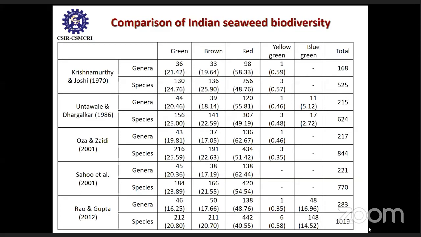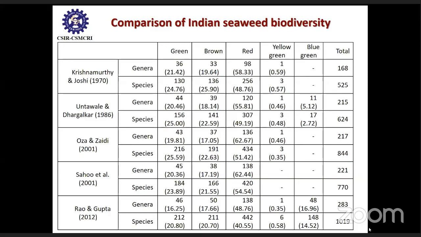The first checklist was by our organization, and it was published by Professor Krishnamurthy and Dr. Joshi in 1970s, and they have included 525 species. After that, the National Institute of Oceanography came up with the new checklist in 86, and it was published by Dr. Untawale and Dr. Dhargarkar. They reported around 625 different species.